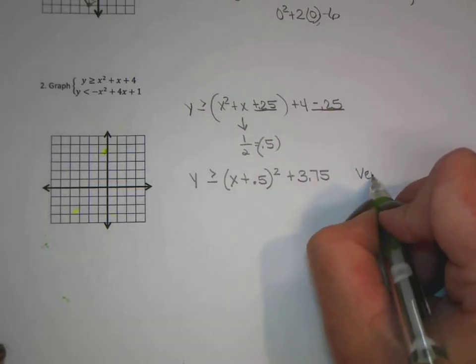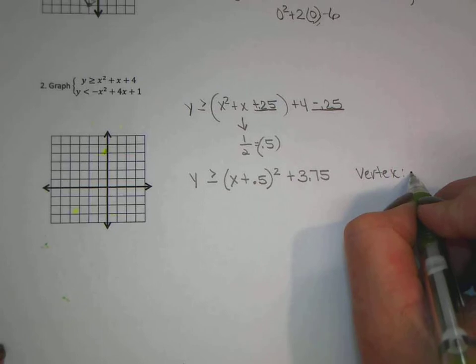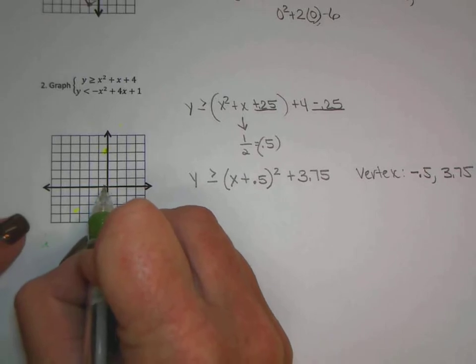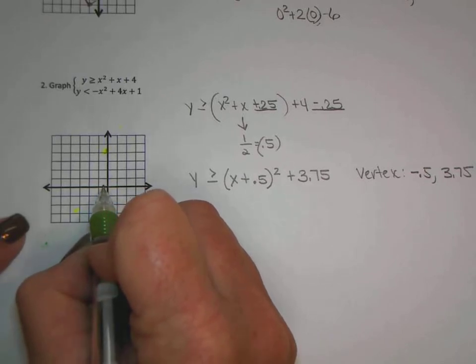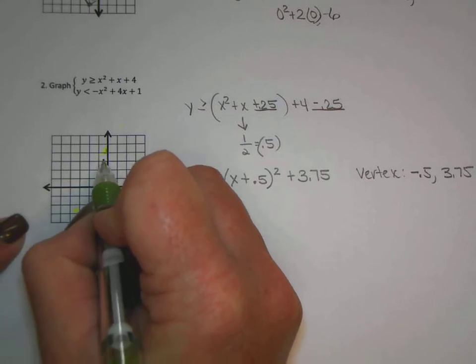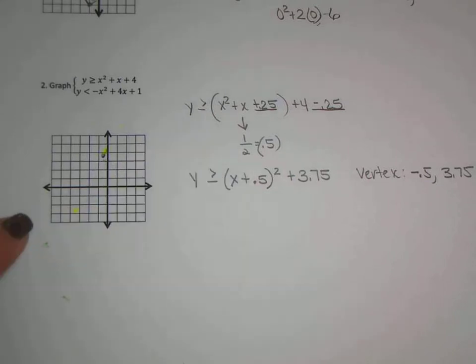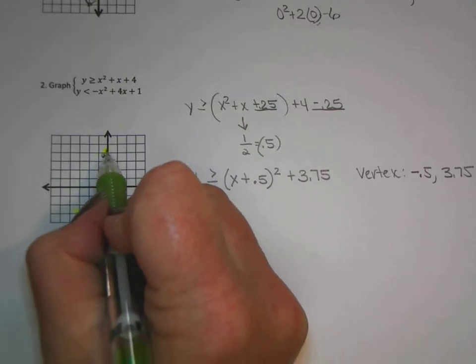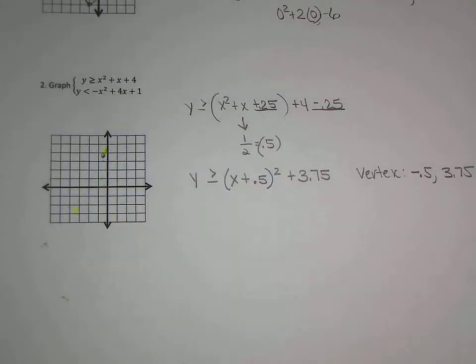Our vertex is -0.5 and positive 3.75. So graph that, -0.5 and positive 3.75. 1, 2, 3.75. All right, pick a guide point. Is 0 a good guide point? Sure, but here's my opinion. It's so close that it would probably be right here, so it wouldn't be a good guide point, so I would pick 1.